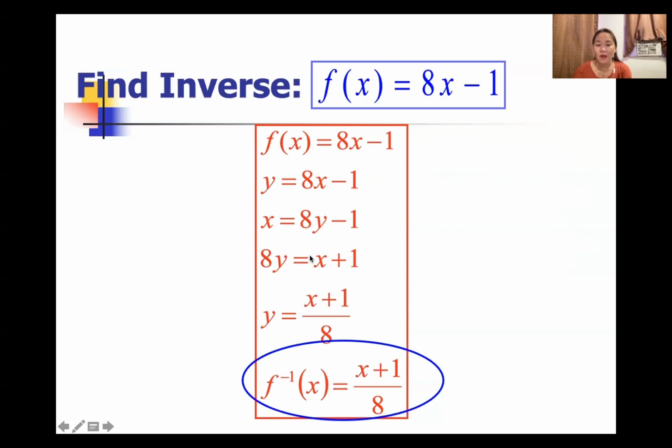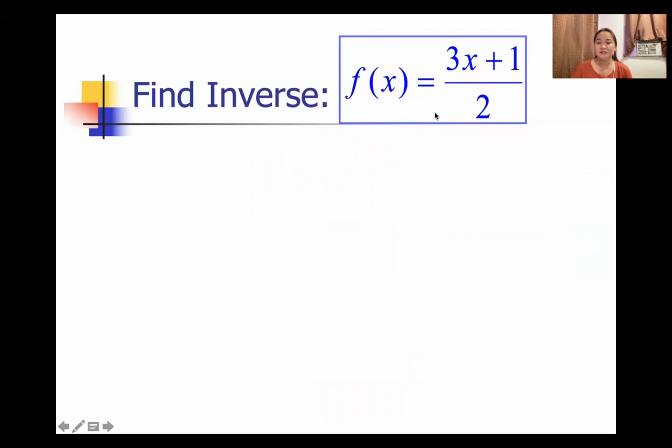Then solve for y, so that only y remains. Transfer -1, or add 1 to both sides. So when you add 1, it becomes x plus 1, the 1 is canceled, and it becomes 8y. Then your goal is to solve for y, so you divide both sides by 8. So y equals x plus 1 over 8. So this is the inverse now. Write the inverse function notation. So the inverse is x plus 1 over 8.